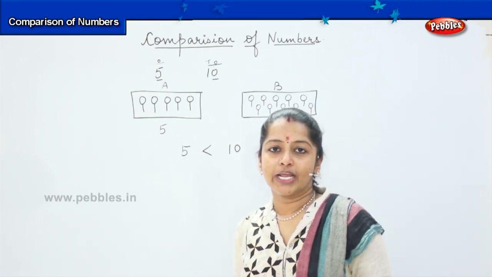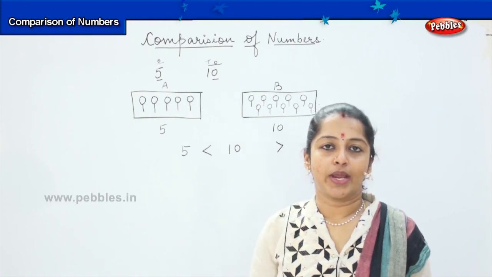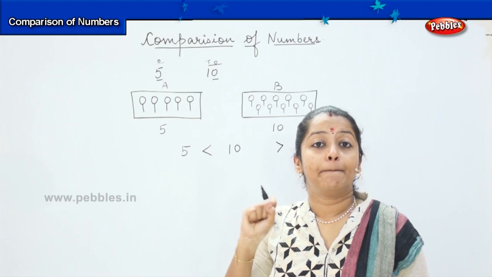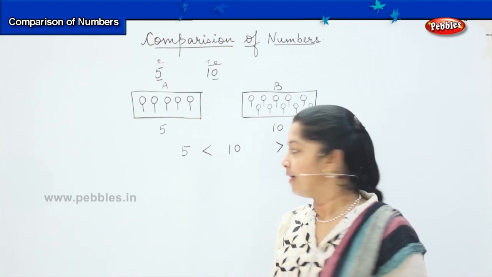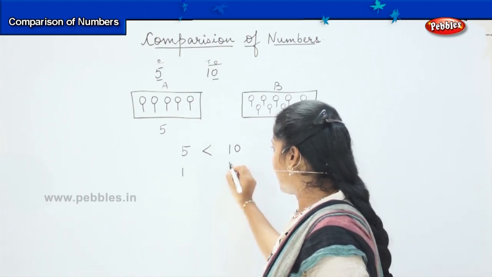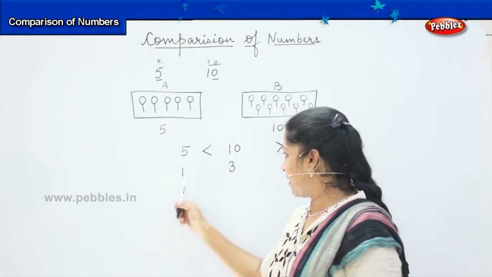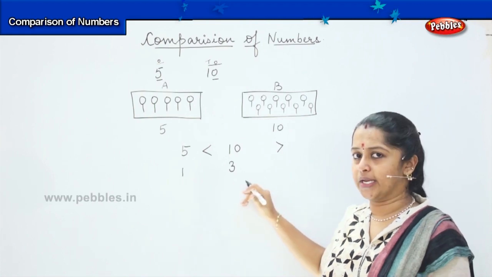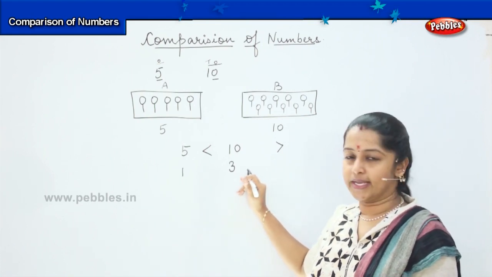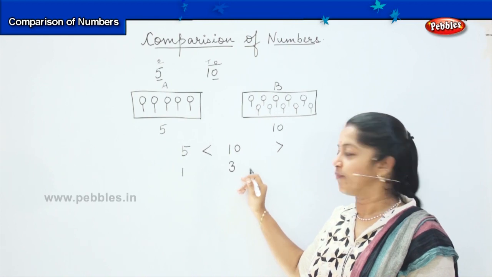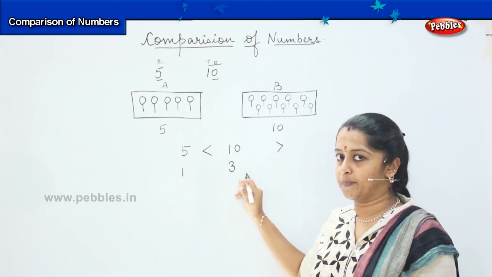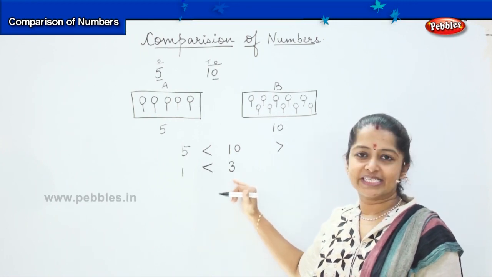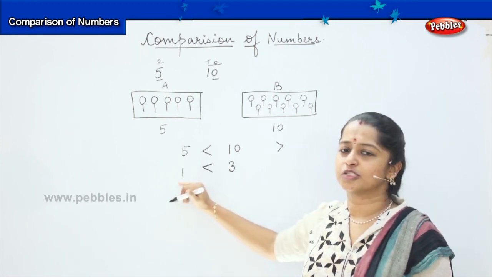A crocodile generally eats whatever comes in its way, right? Similarly, this symbol will eat the bigger number. For example, if I have 1 and 3, which among these is the bigger number? Can you tell me? Is it 1 or is it 3? Good, it is 3. So which number will the crocodile eat? Will it eat 1 or will it eat 3? It will eat 3 because it always likes the bigger ones. It does not like the smaller ones.